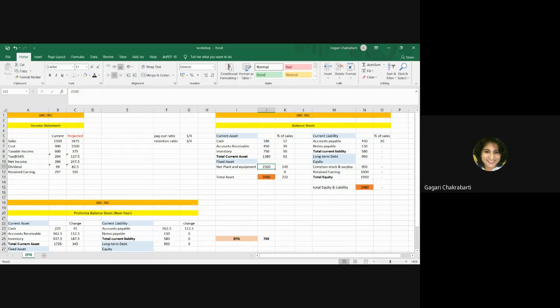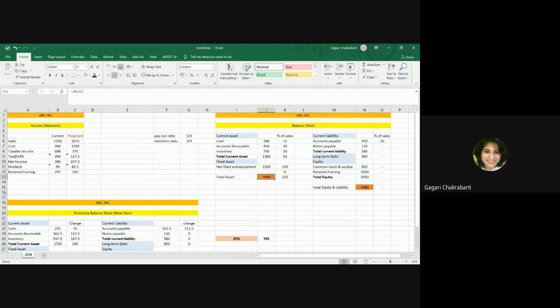Now, this structure is taken from the book Corporate Finance by Ross et al. It is taken from the 11th edition, but the data is different. That is why I have not given the reference here, but it is from Ross, Westerfield, Jaffe, and Jordan. So that is the 11th edition of Corporate Finance. If you are interested, you can also look into that.